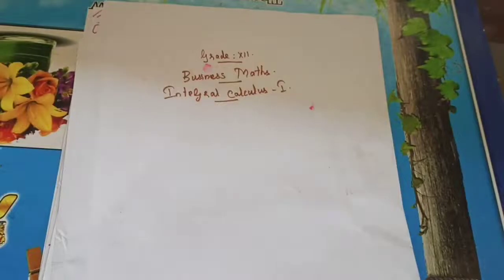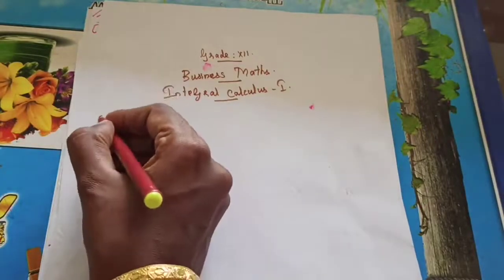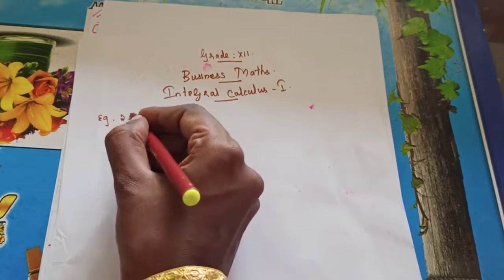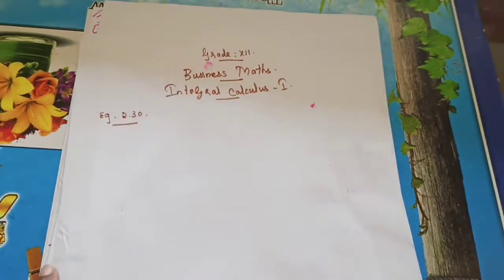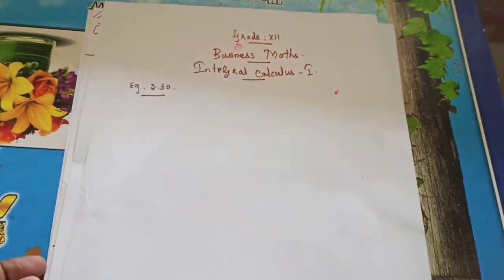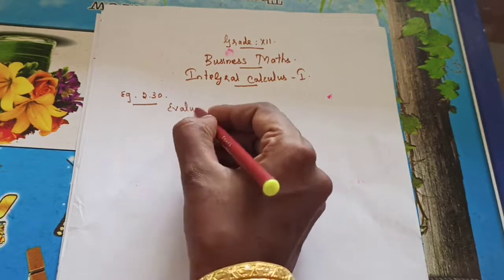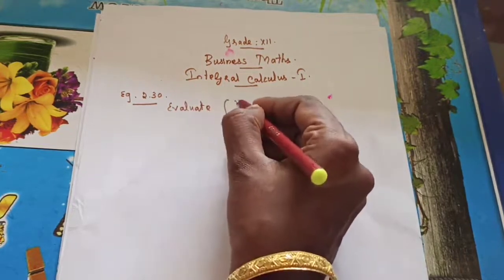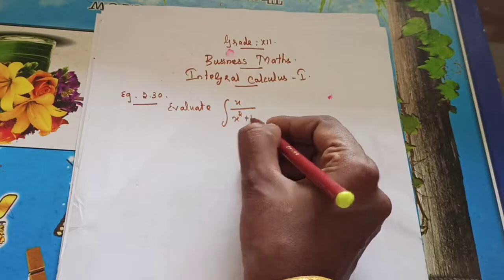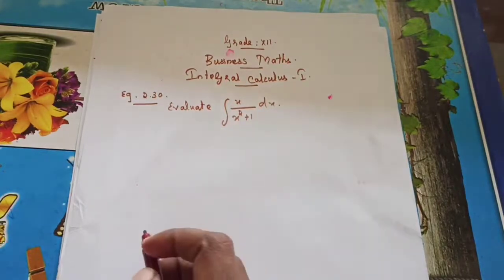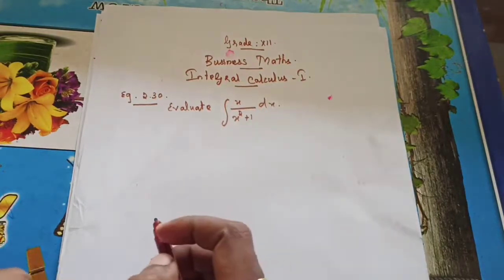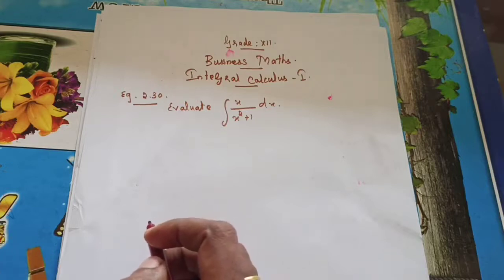Let's move to the example question. Example 2.30. The question is: evaluate the integral of x by x square plus 1 dx. We can't integrate directly. For that we can take f of x or f dash of x the same as in your book.